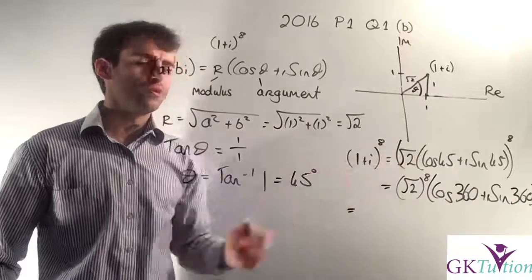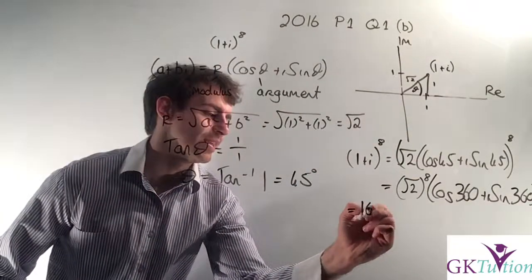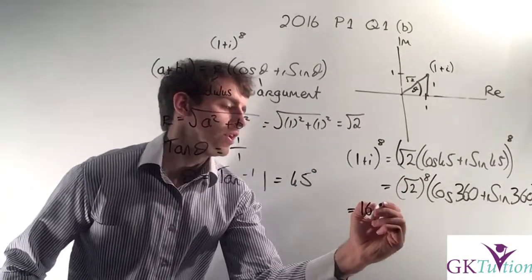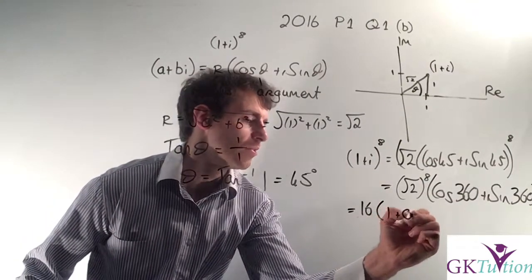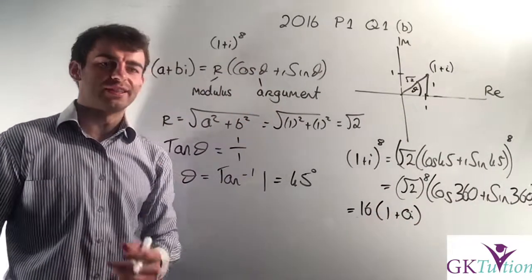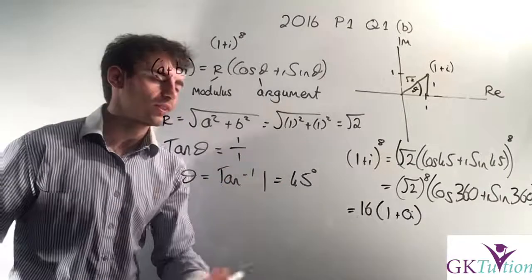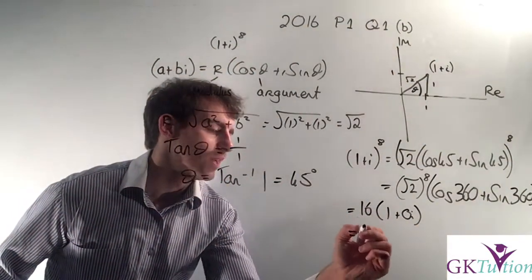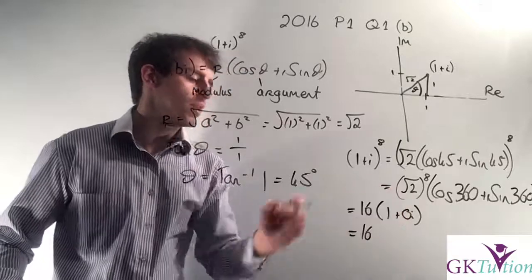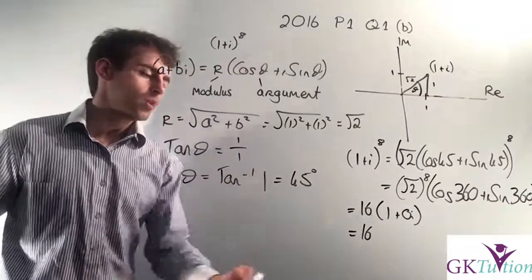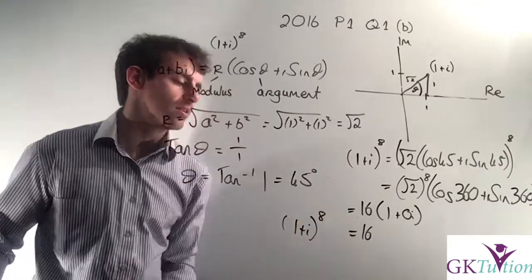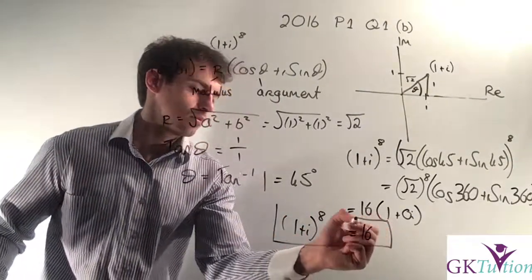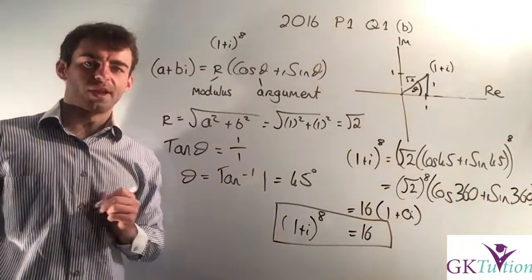The square root of 2 to the power of 8 is 16. The cos of 360 is 1, and the sine of 360 is 0. So if I want to write this in its simplest form, I can just multiply this out. 16 multiplied by 1 is 16. 16 multiplied by 0i is just 0. So my final answer in this case is that 1 plus i to the power of 8 is equal to 16. And that's my final answer for this bit.